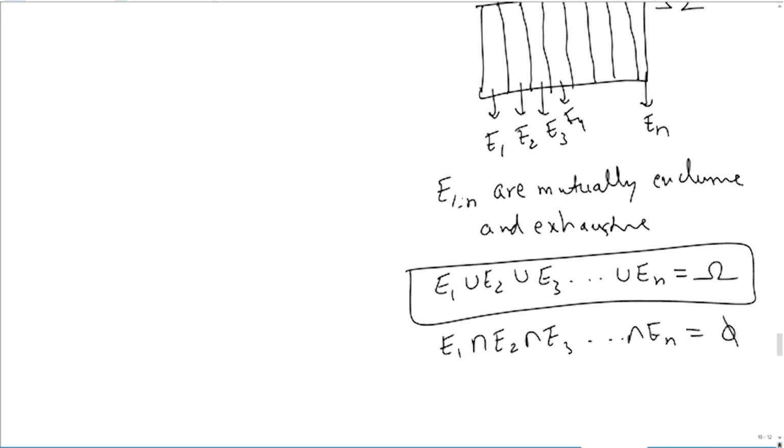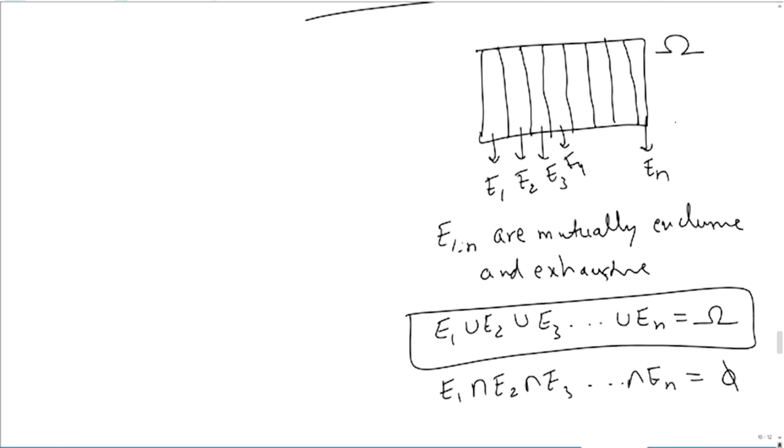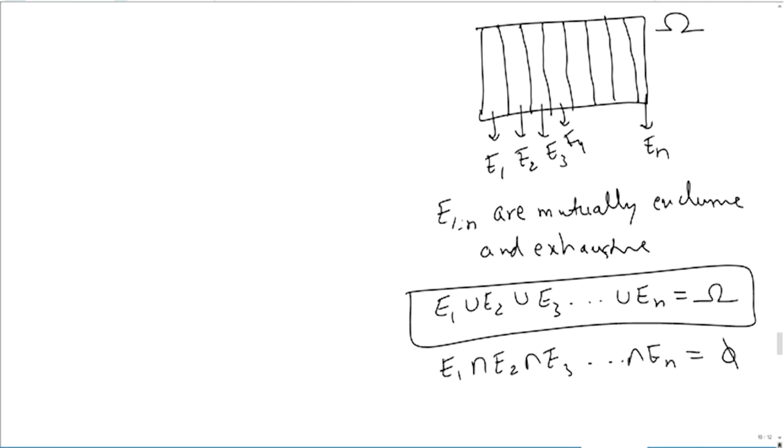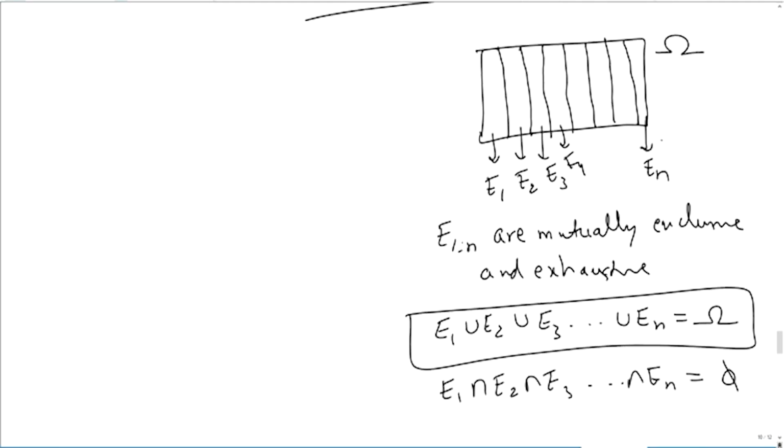So for events E1 to En, which are mutually exclusive and exhaustive, basically I have divided this rectangle into these strips. If this is the case, and let's say you have another event B here. This is event B.